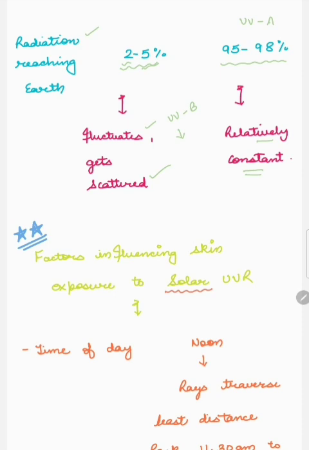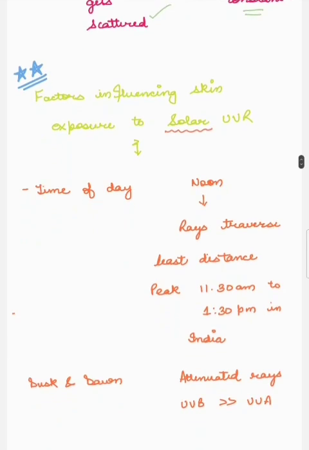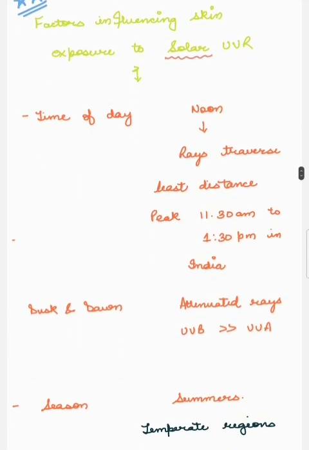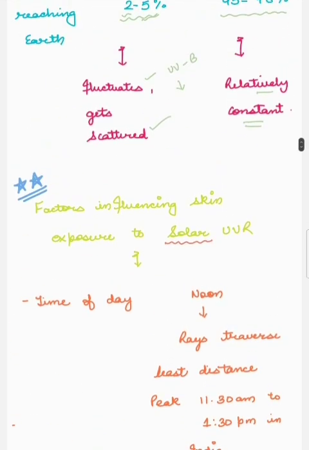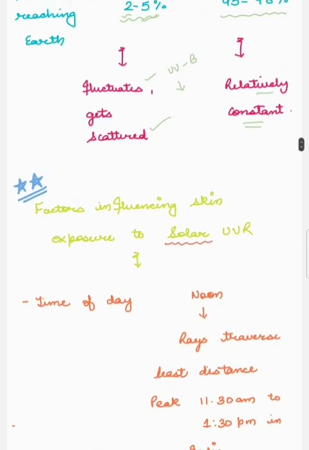So we have studied the various rays and we now know what their wavelength is and how the wavelength will affect their penetration. Let us now study the factors influencing skin exposure to solar UV radiation. There will be certain factors present on the earth which will vary the solar UV radiation. But we already know that the variance will be more in UVB.